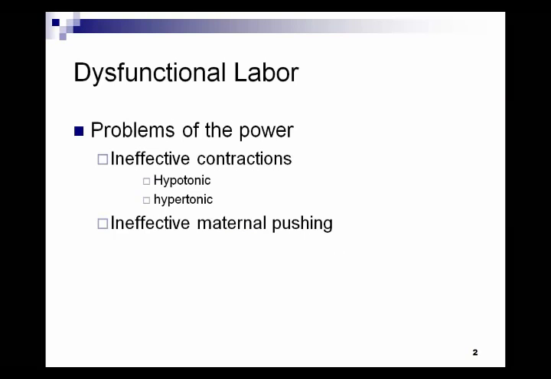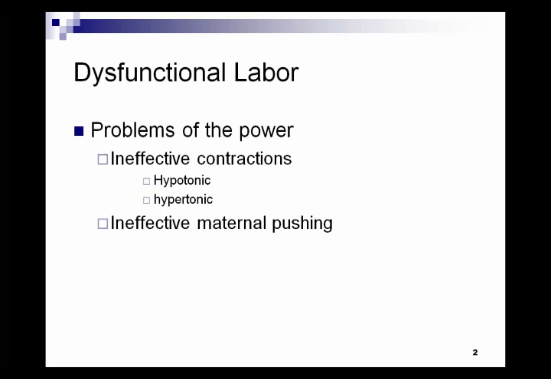Normal labor is characterized by progress. Dysfunctional labor is one that does not result in normal progress of cervical effacement, dilation, and fetal descent. Dystocia is a general term that describes any difficult labor or birth. A dysfunctional labor may result from problems with the powers of labor, the passage, or the psyche, or even a combination.